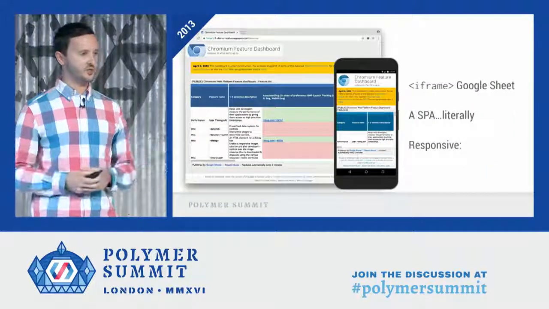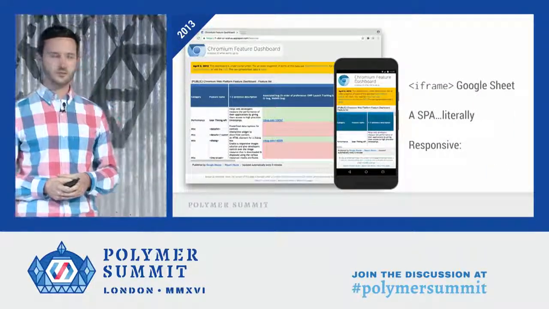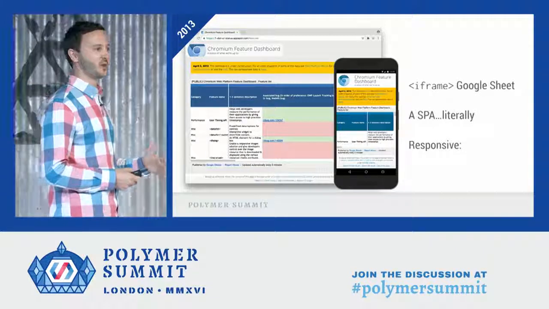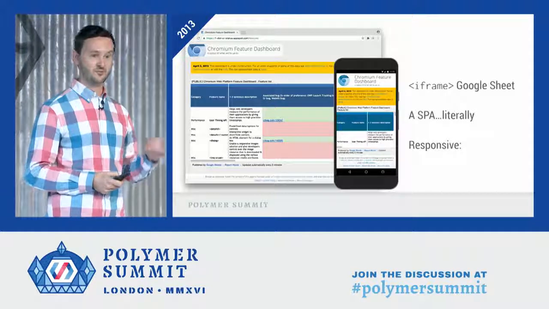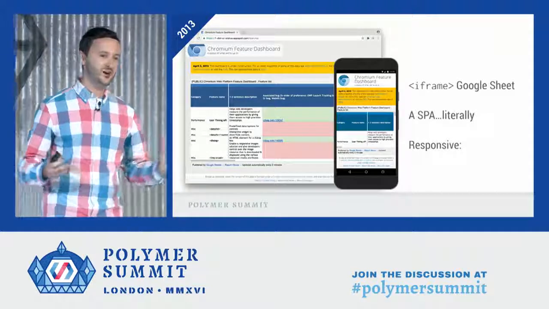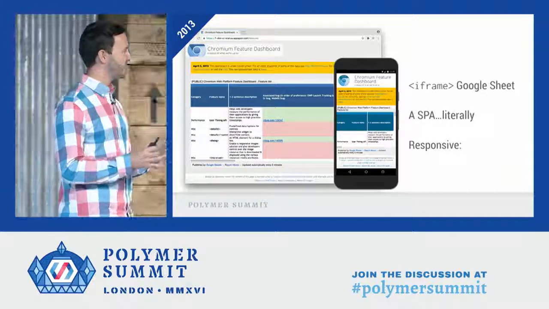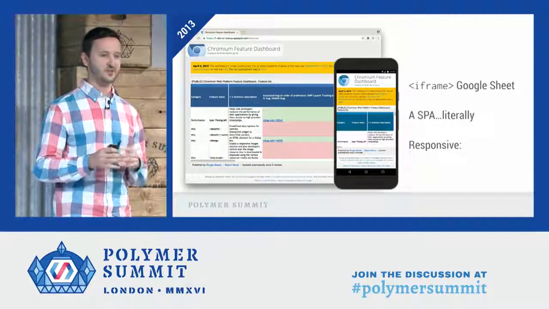So in 2013, we launched an initial version of the Chrome dashboard on Chromestatus. This is what it looked like. It was literally a single-page application in every sense of the word. It was one page. But it was a start. It was an iframe to a Google spreadsheet. And engineers would go in and update the spreadsheet, add new features, file bugs.